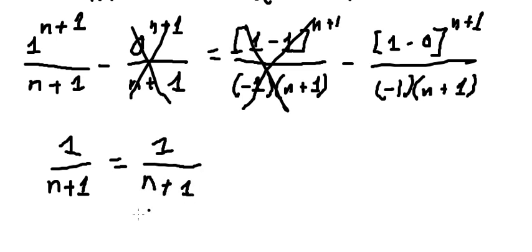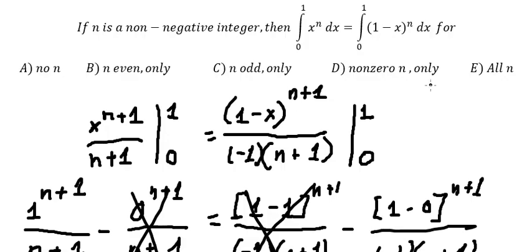So we can see that this one and this one, they are the same. So that means for all the values of n. So that is about E.